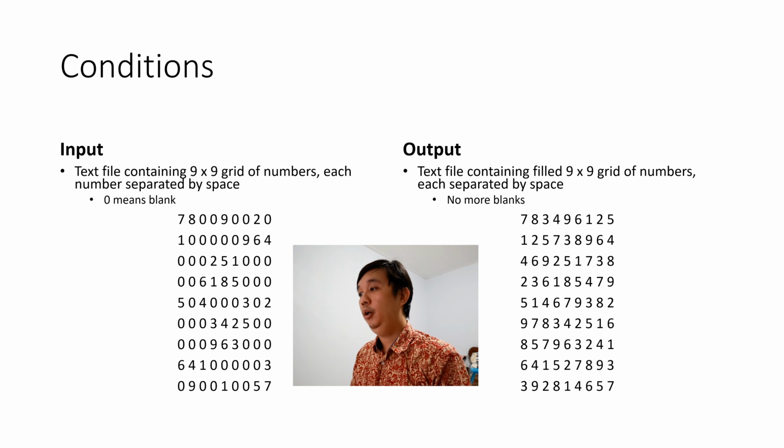The input and the output condition. It was a simple text file containing a 9 by 9 grid of numbers, each number separated by a space. For the input I'll use 0, and 0 means blank. So a 0 means the grid cell is still empty. But the output will be the same as the input. However, it will have no more blanks because all the numbers are filled.